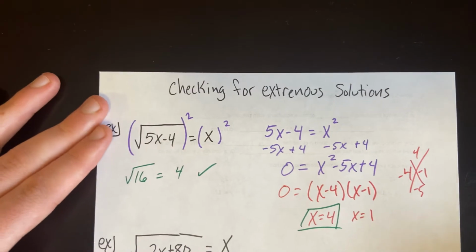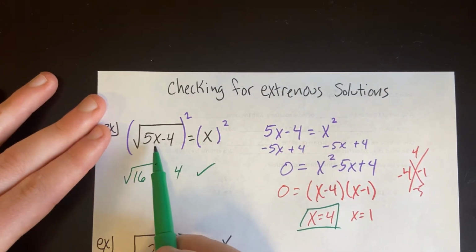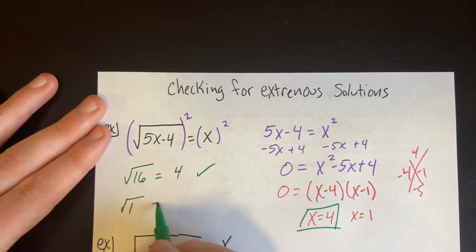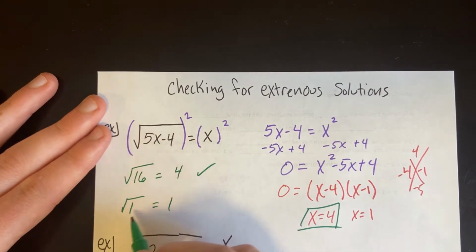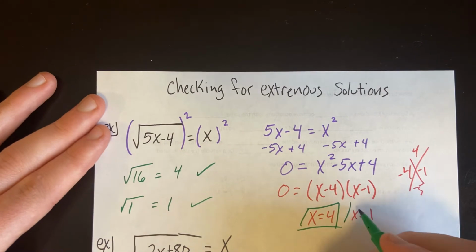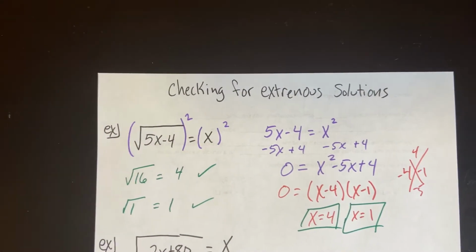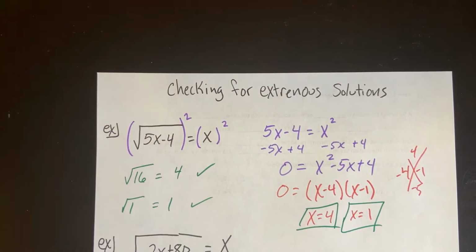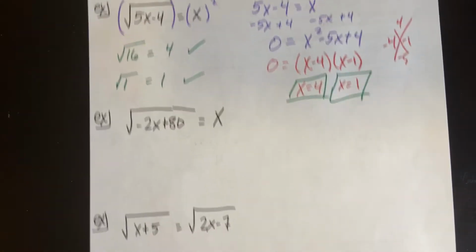Let's see what happens with the 1. If I put 1 in for x, 5 times 1 is 5, and 5 minus 1 is... 5 minus 4 is 1. So that means I have the square root of 1 equal to x being 1. The square root of 1 is 1. So actually, the extraneous solutions did not take effect. Those were two real solutions that we were able to find. A lot of this definitely goes back to those quadratics. You've got to be able to solve quadratic equations.